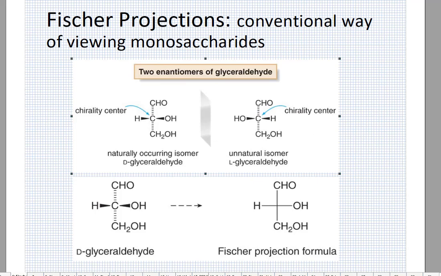What they're pointing out here is rather important. Naturally occurring carbohydrates are all D. So this is the D enantiomer. Its mirror image would be the L enantiomer. D and L are mirror images, so they're mirror image isomers.